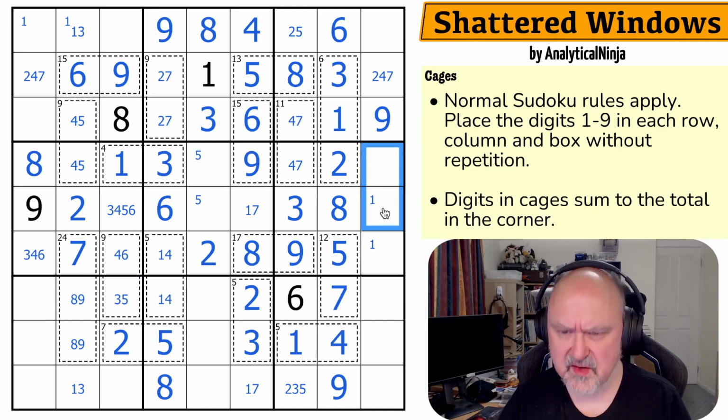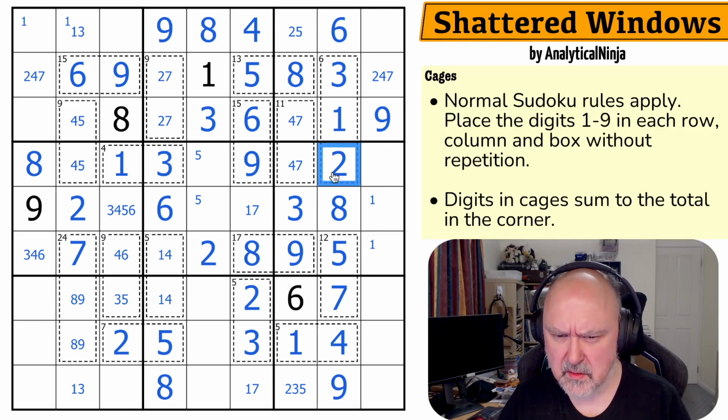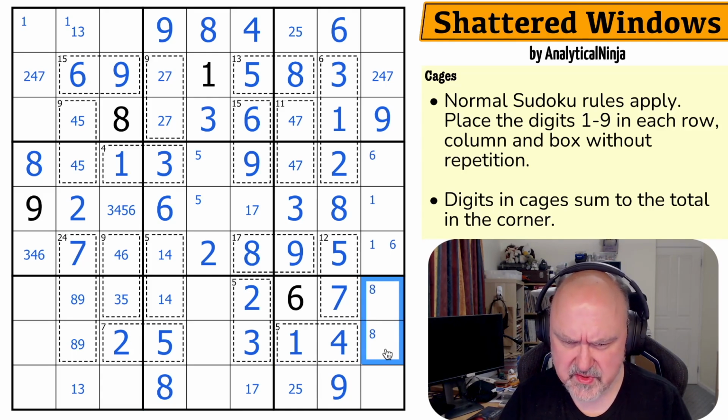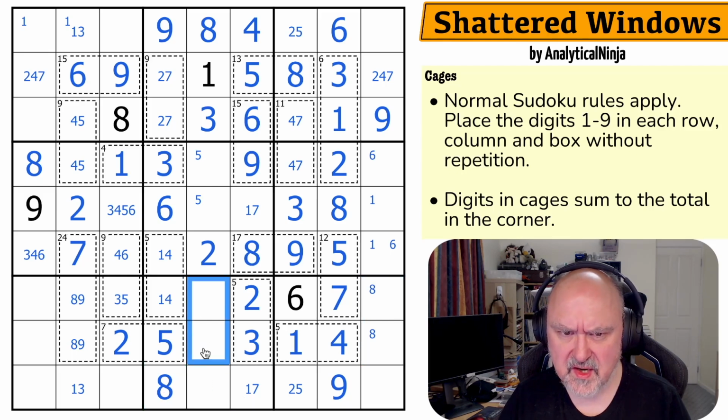There is a 7 in one of those two. No, that's not true. These are 1. There's a 6 in one of those two is what's going on. There's no 3 here. 8 is in one of those two. Nine is in one of those two.